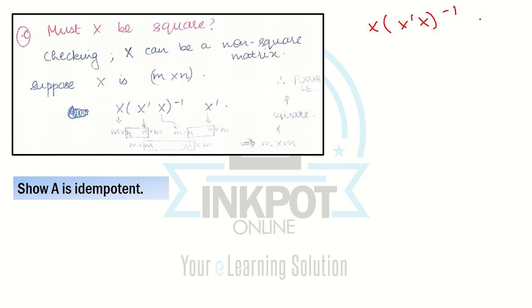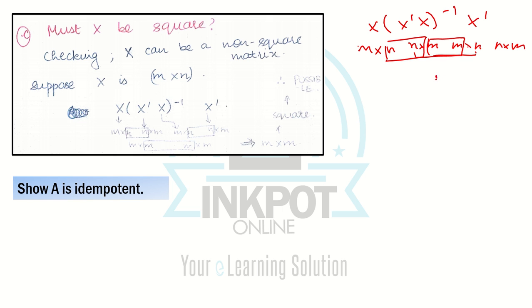Okay, the next question is, must x be square? So here when you look at it, it is x into x transpose x inverse x transpose. Consider x to be an m cross n matrix. Let's just write out the dimensions of each of the following. So you have m cross n, n cross m, m cross n, and n cross n. Now you can clearly see that this multiplication is possible.